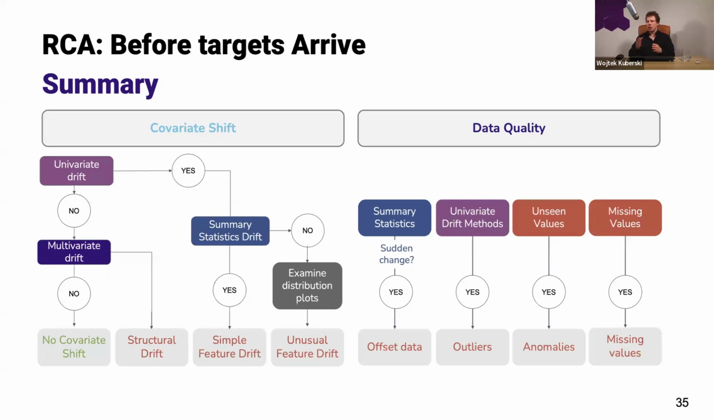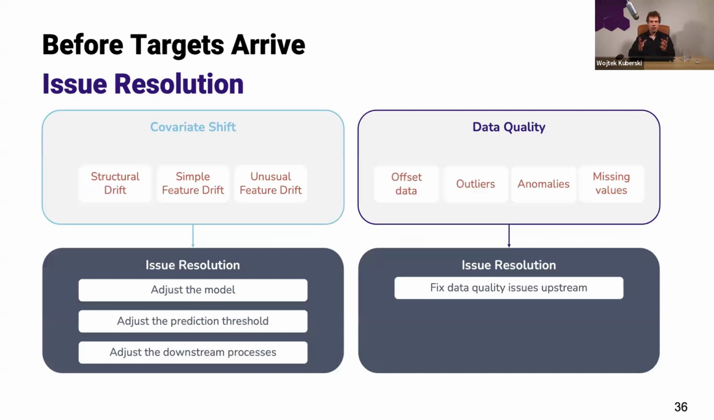And for data quality, we already went over that. The only important thing here is that summary statistics should be used differently when we're not looking at just gradual changes, but at sudden changes that we would not expect from an organic process. That's kind of it when it comes to root cause analysis before the targets arrive. Now let's talk about how to resolve those issues. And resolving those issues is actually quite easy in terms of the process.